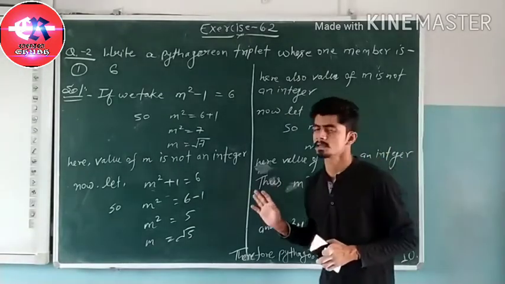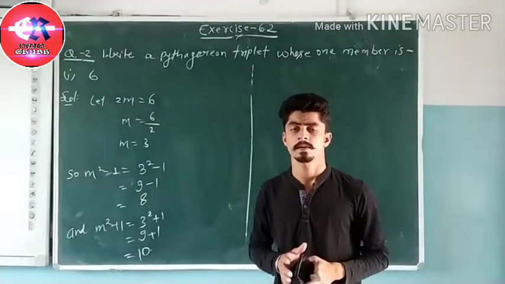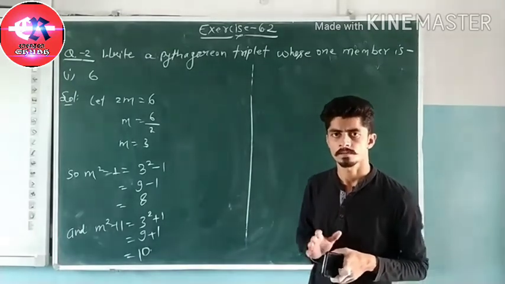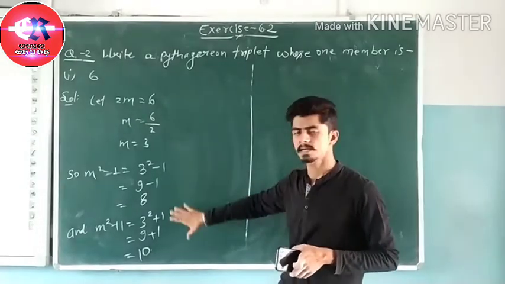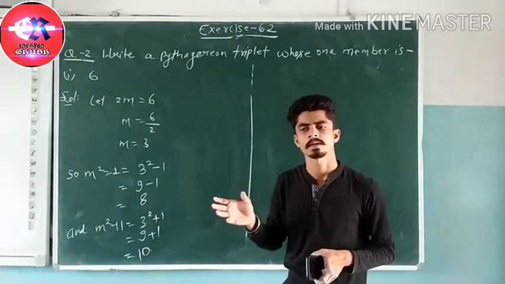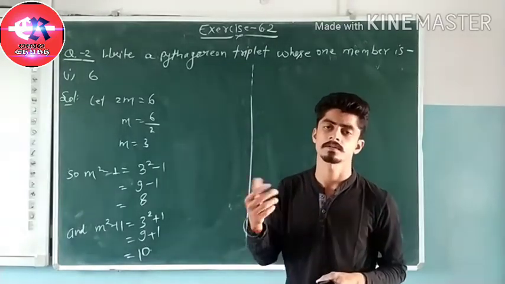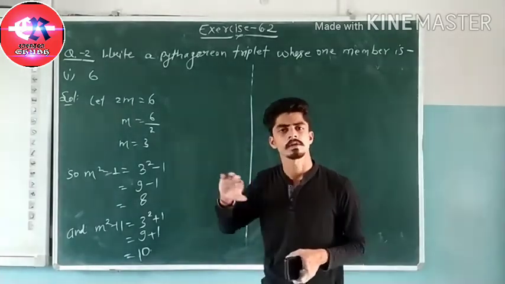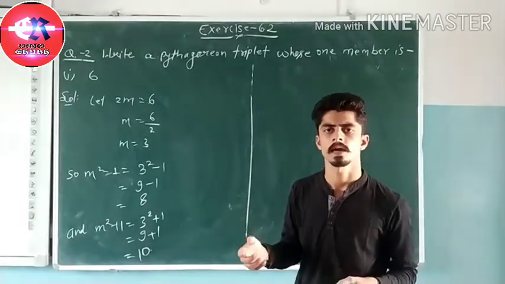So that's all the solution of question number one. Now I am going to describe another way to find the Pythagorean triplet of a particular number. This is the same question number one, but the method is direct. In the previous method you have to let m square minus 1, then it gives a non-integer value, then you have to take m square plus 1, which also sometimes gives a non-integer value. Then at last you got the value of m, and then you have to put the value of m in every term like m square minus 1 and m square plus 1.